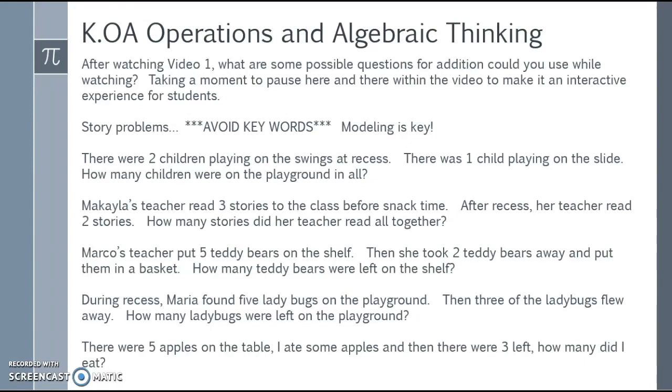Within story problems such as the one you just listened to and watched, we need to avoid keywords that we are so used to saying, such as sum automatically means addition. Modeling is the key here. Understanding what is happening, digesting number sense, that is the goal.